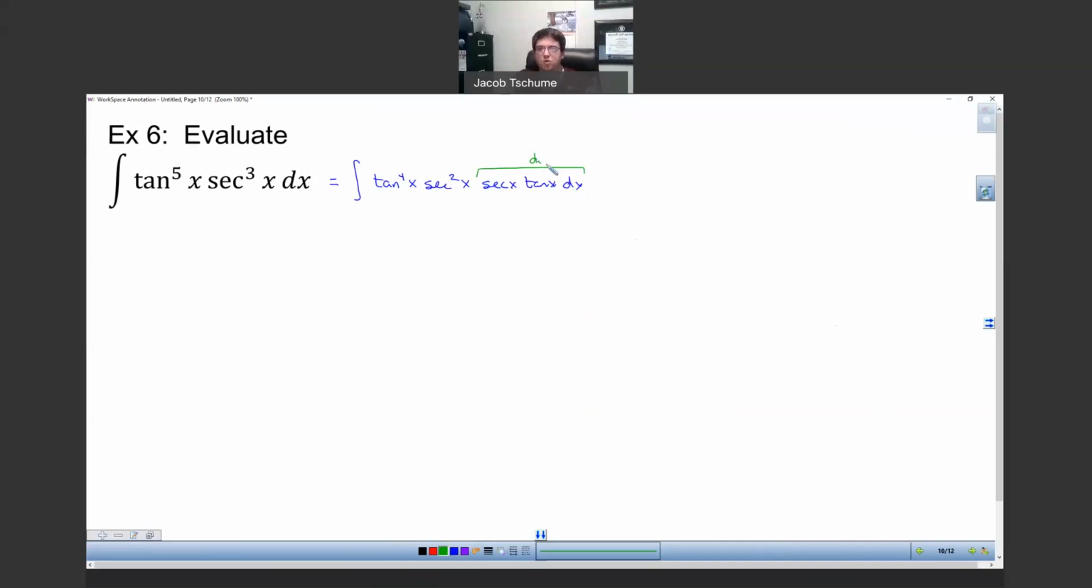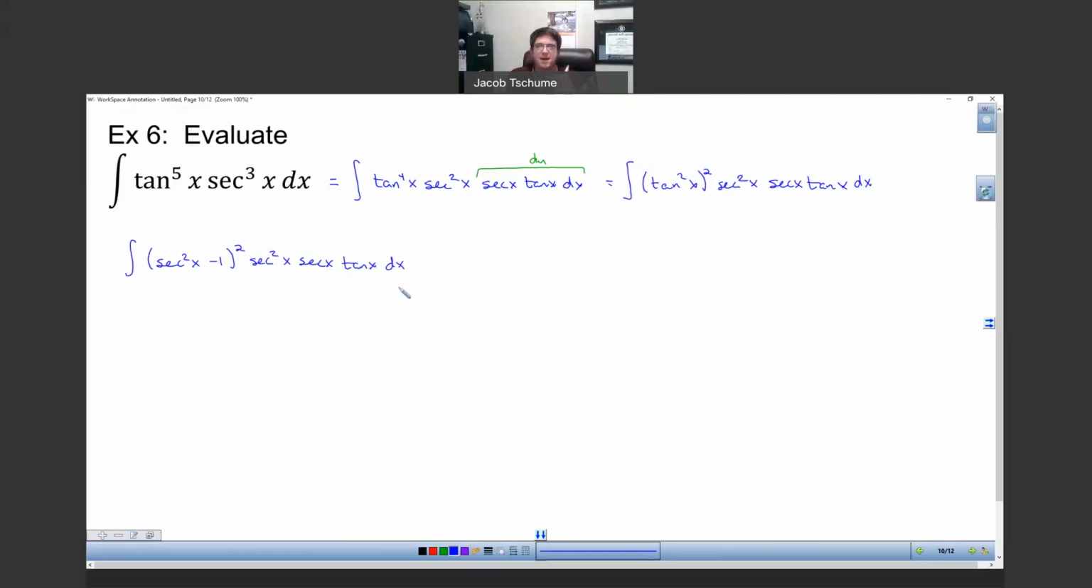Eventually, you want this to be your du term. The only way that will work is if everything else in the problem is in terms of secant. So the secant squared is good, but you're going to have to rewrite the tangent to the fourth, because first off, I don't have an identity for tangent to the fourth. So I'm going to rewrite that as tangent squared of x, all squared, times secant squared of x, times secant x, tangent x, dx. From earlier, the identity for tangent squared can be written as secant squared x minus 1 all squared times secant squared of x times secant x, tangent of x, dx.